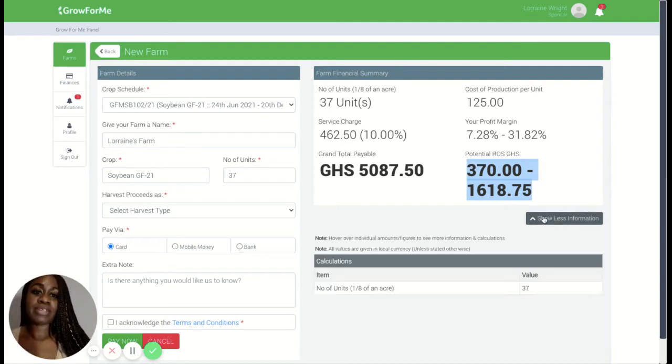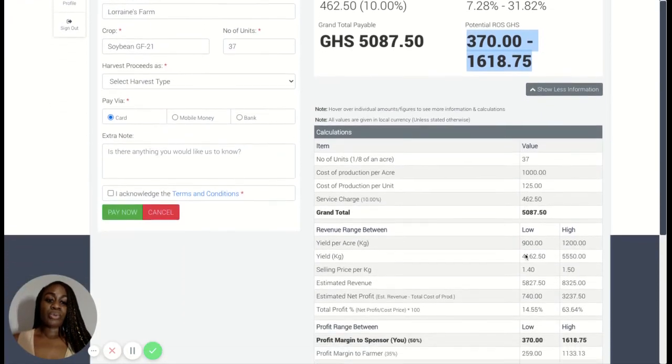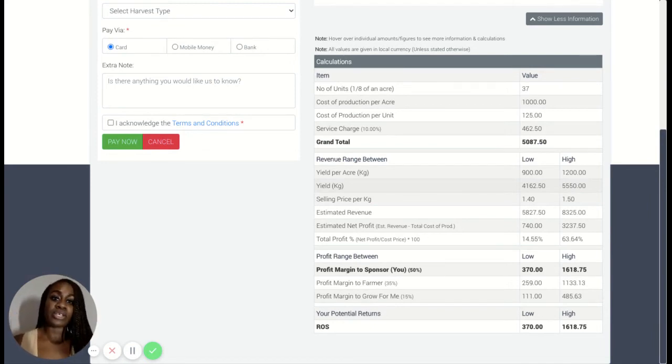Now, when you break that down, this is how this information is derived. You would see more information that explains how that return is generated. Your return would always be based on two variables. The first variable is the yield, and the second variable is the price. On the yield, what you'll see here is approximately how much you'll be yielding, i.e. how much soybeans in kilos will be produced based on the number of units that you have purchased.